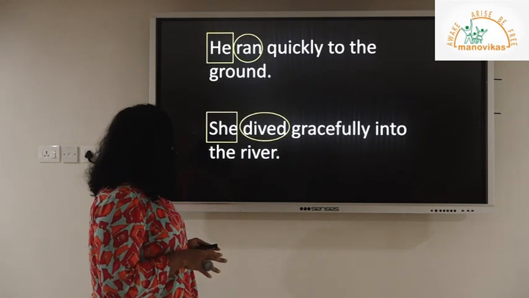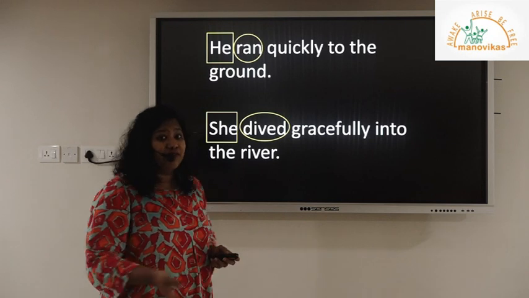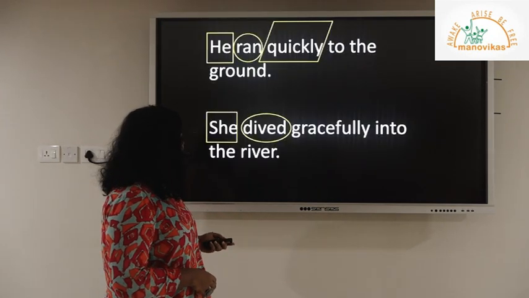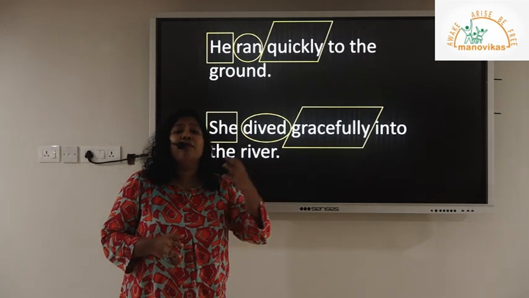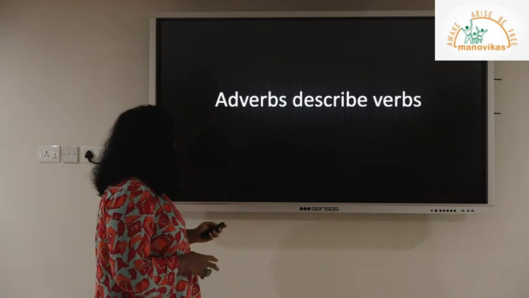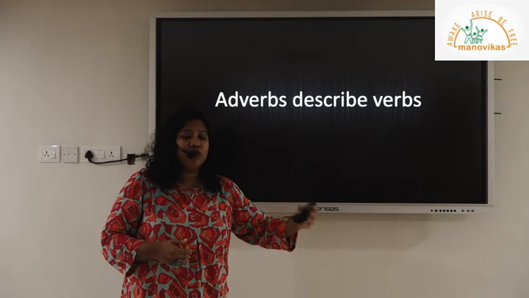So let's look at the previous one. How did he run? Quickly. How did she dive? Gracefully. And so we get the answer quickly and gracefully, because this is telling me more about my verb. So an adverb actually describes the verb. It tells me so much more about the verb.